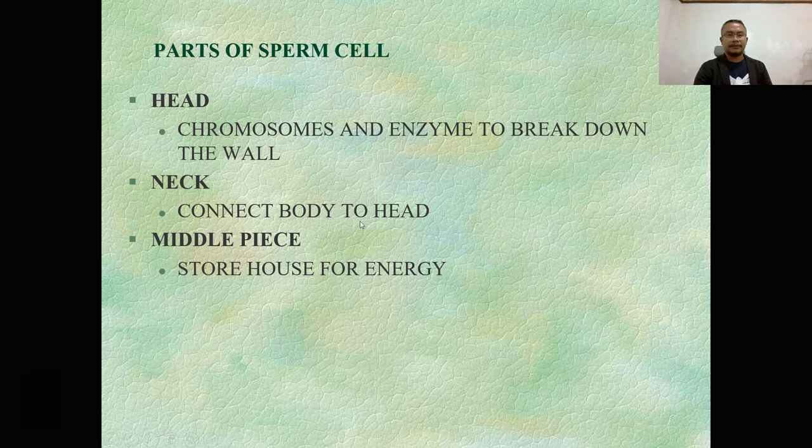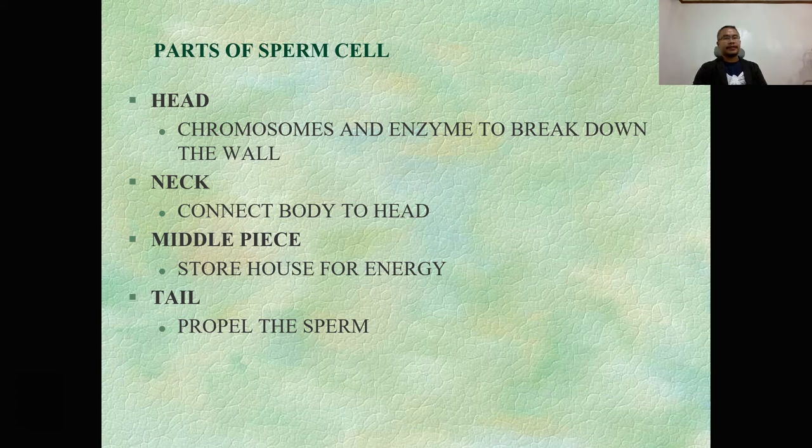Okay, the neck connects the body to the head. The middle piece is the storehouse for energy, and the tail propels the sperm cell. A sperm cell will travel for almost 8 hours from the site of ejaculation, reaching the site of the egg cell for fertilization. So it is very important to have a normal tail, because it will propel them to the site of fertilization. If they have a defective tail, it will be hard for the sperm cells to reach the site of fertilization.